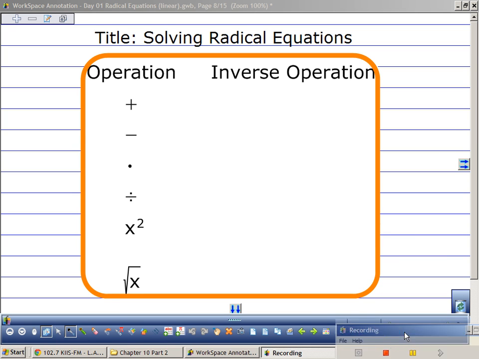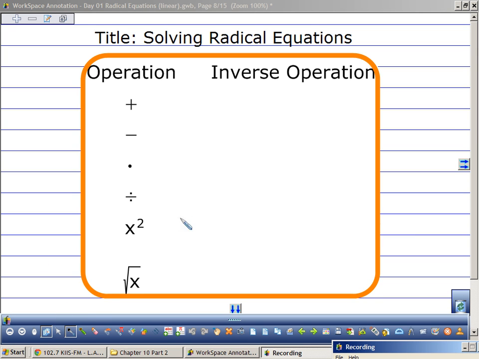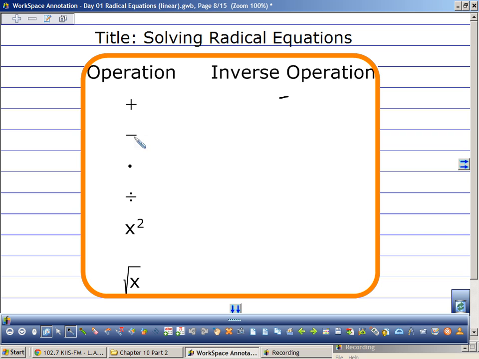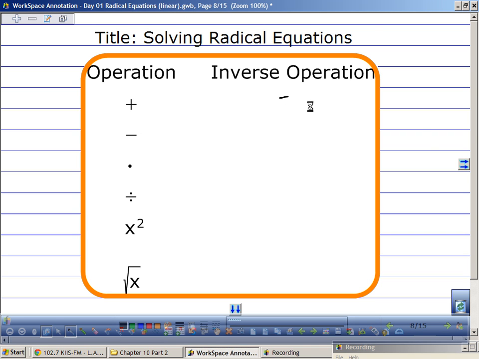Okay, so let's begin solving radical equations by talking about inverse operations. What's the inverse of addition? Subtraction. What's the inverse of a negative sign? A positive sign. What's the inverse of multiplication? Multiplication. What is the inverse of squaring something? A square root. So what's the inverse of a square root? Squared. Something squared.